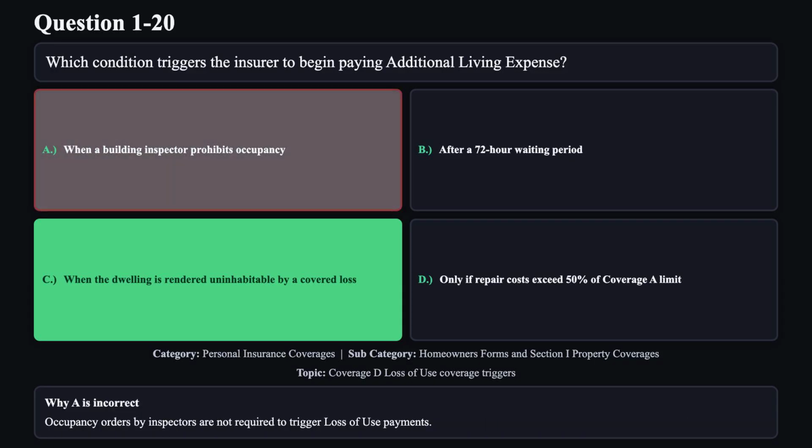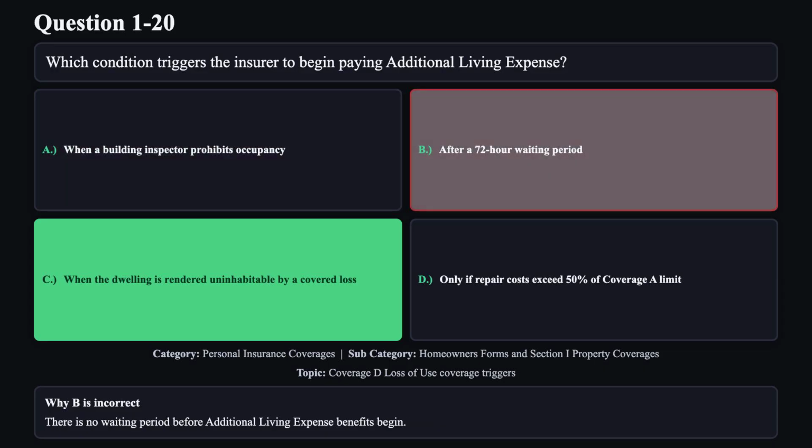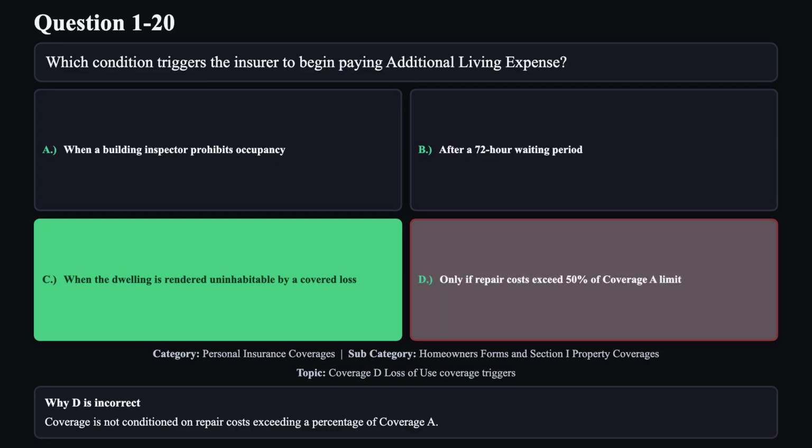Occupancy orders by inspectors are not required to trigger loss of use payments. Reason B is not correct. There is no waiting period before additional living expense benefits begin. Reason D is not correct. Coverage is not conditioned on repair costs exceeding a percentage of Coverage A.